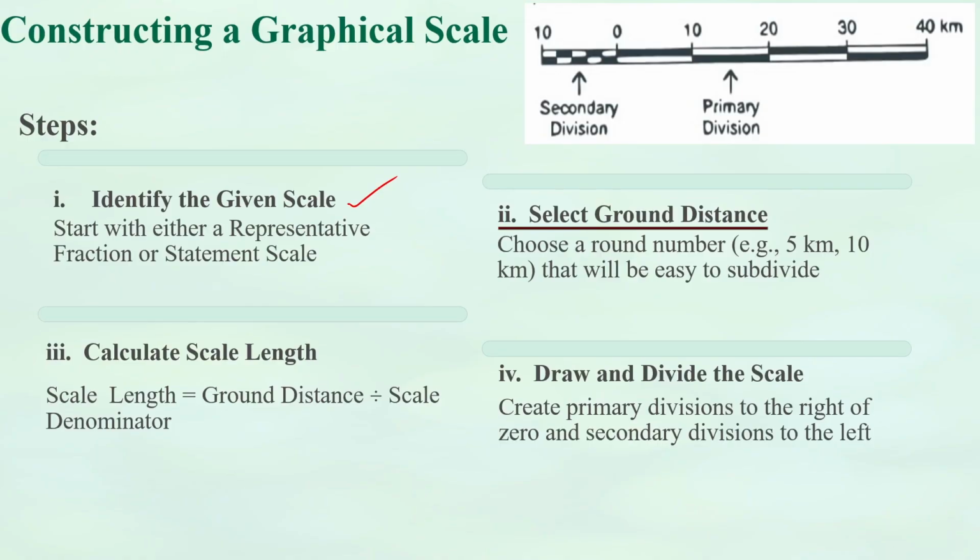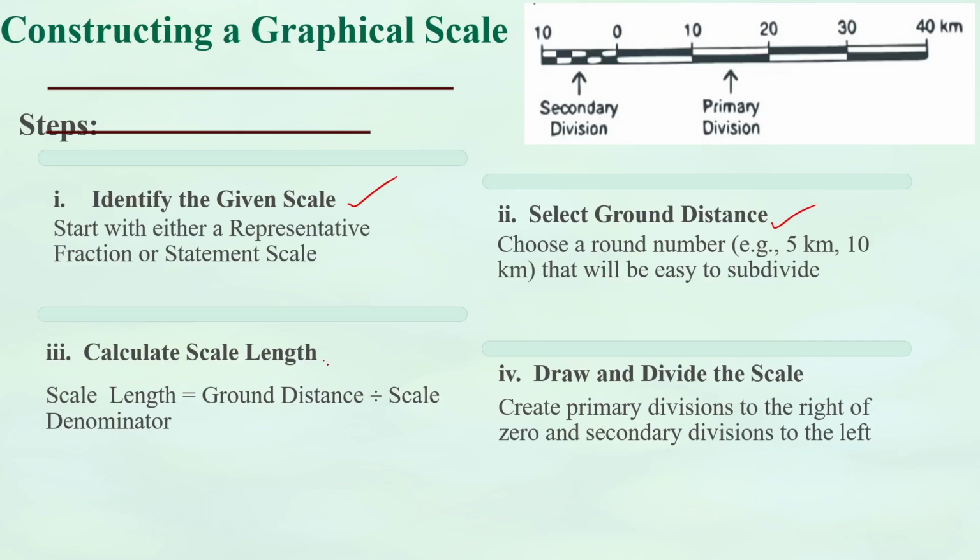Second is to select the ground distance. We see the graphic scale with the help of one drawn scale, the bar scale. The total length of the bar scale will represent a particular unit of length on the ground, the real world. How much unit of length we are going to represent on the ground, maybe 5 kilometer or 10 kilometer, as per our own choice we can decide that. That is the second step.